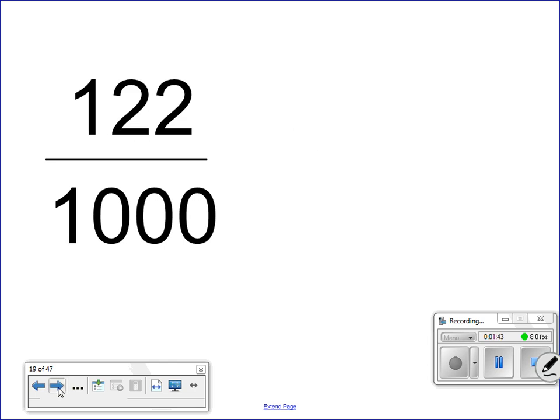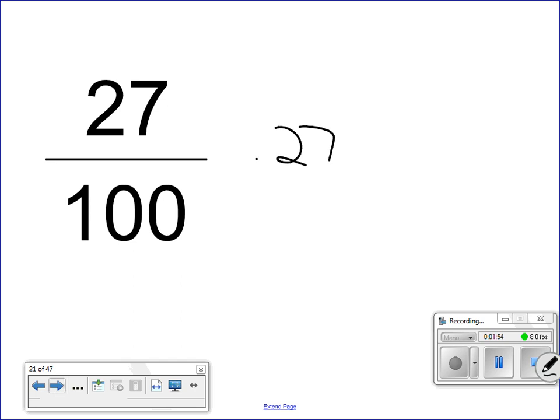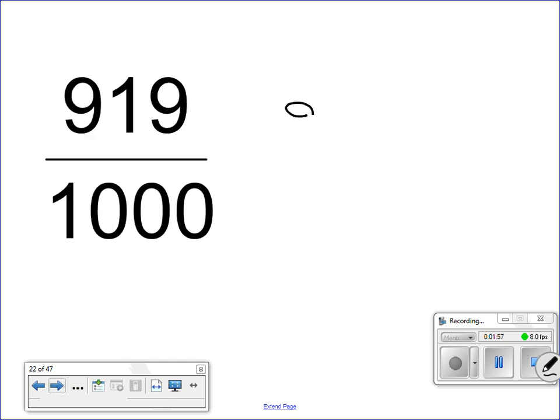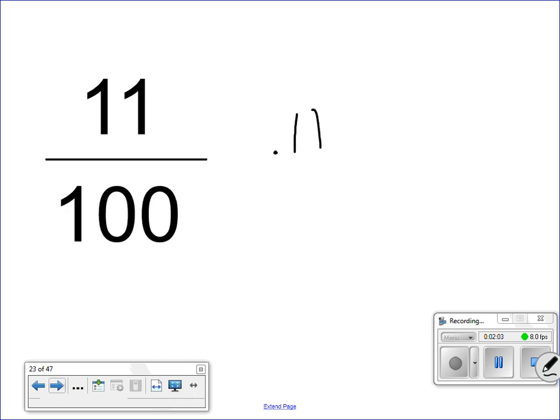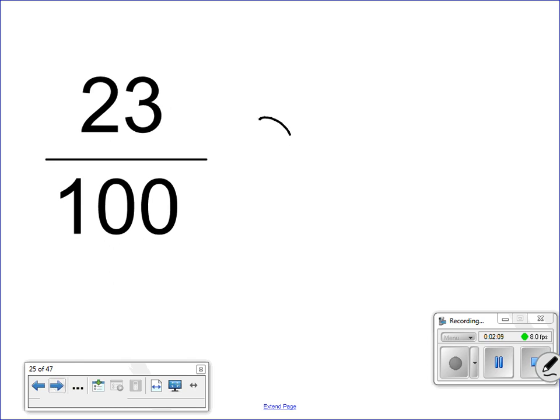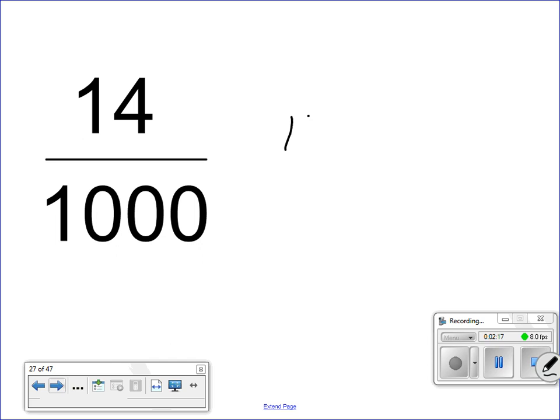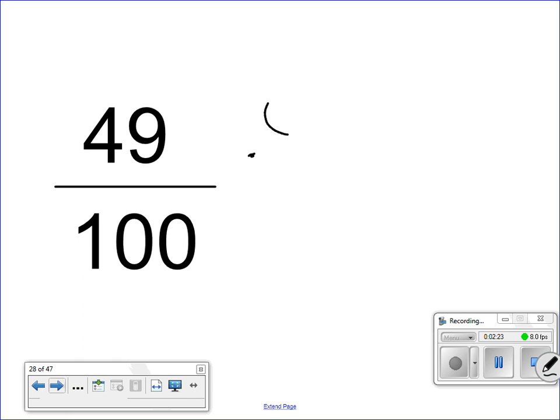0.17. 0.122. 0.277. 0.27. 0.919. 0.11. 0.57. 0.23. 0.30. 0.014. Almost missed that one. 0.49.